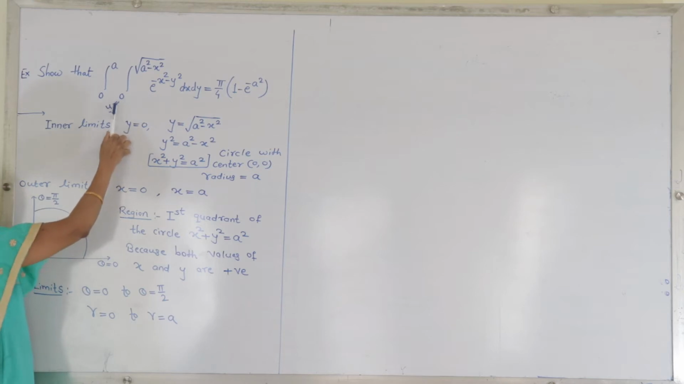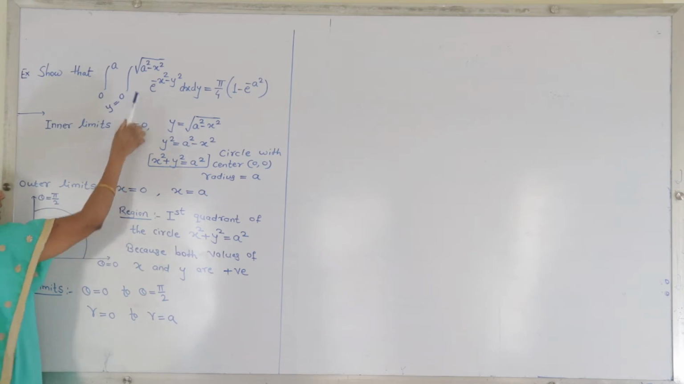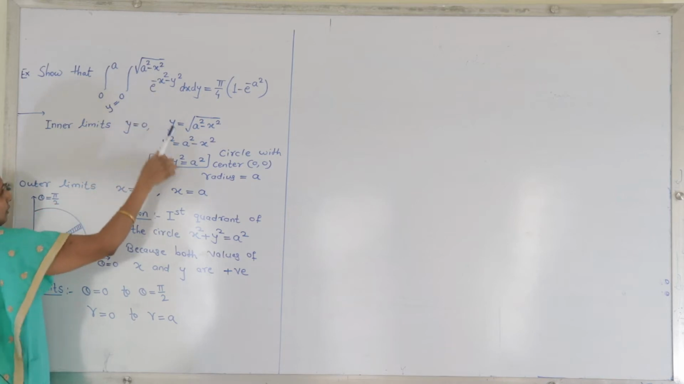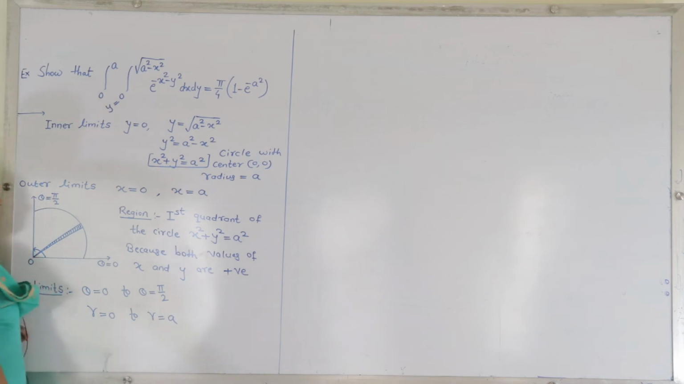Inner limits are in terms of x, therefore take these limits as y is equal to. Y is equal to 0. Lower limit means y is equal to 0. Upper limit is also value of y. Y is equal to under root of a square minus x square.